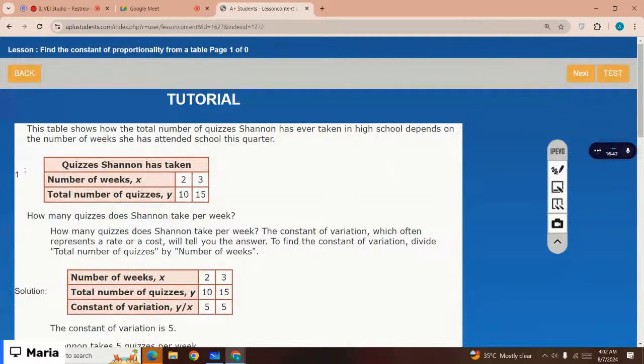This table shows how the total number of quizzes Shannon has ever taken in high school depends on the number of weeks she has attended school this quarter. So you are given a table that shows the quizzes Shannon has taken, that has the number of weeks that represents X, and then the total number of quizzes that represents Y. How many quizzes does Shannon take per week?